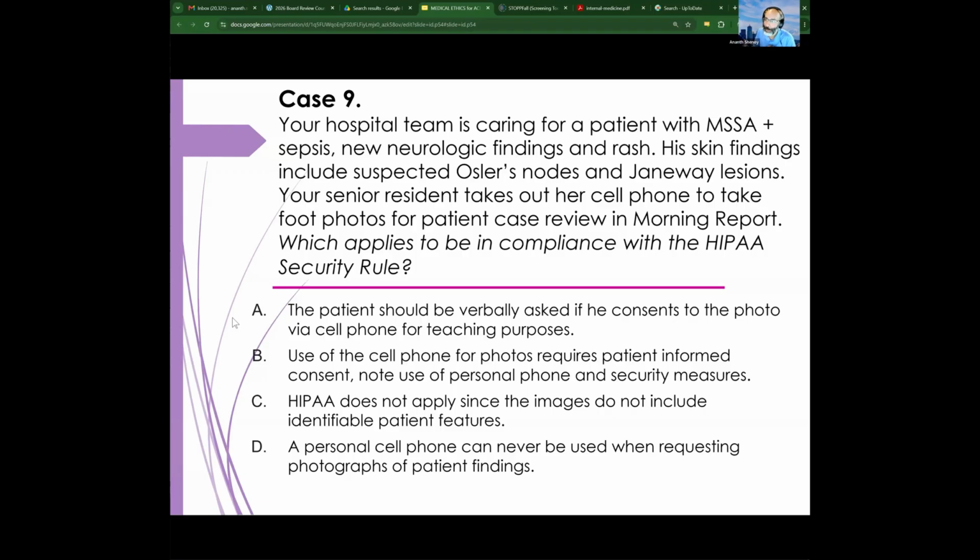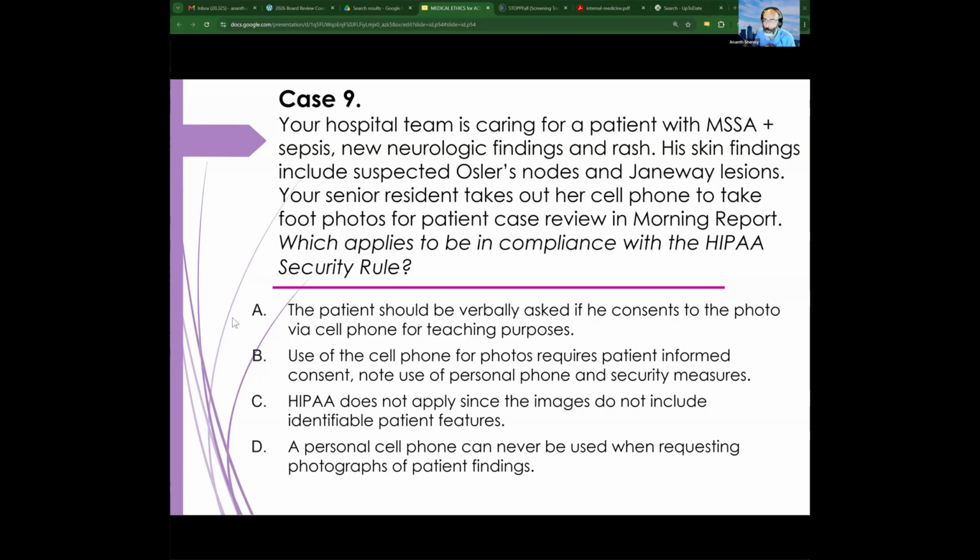Your senior resident takes out their cell phone to take photos for the patient case review and morning report because, again, how often do you actually get to see Janeway lesions and Osler nodes? So, which of the following applies to be in compliance with the HIPAA security rule in regards to this photo?